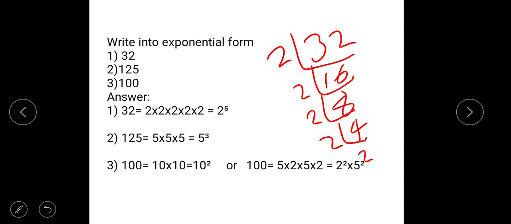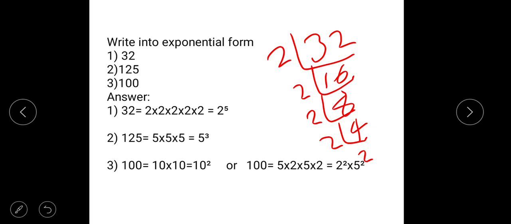Now we go for the second example, 125. 125 can be written as 5 into 5 into 5, a product of prime factors. So that's equal to 5 raised to 3 or 5 cube.